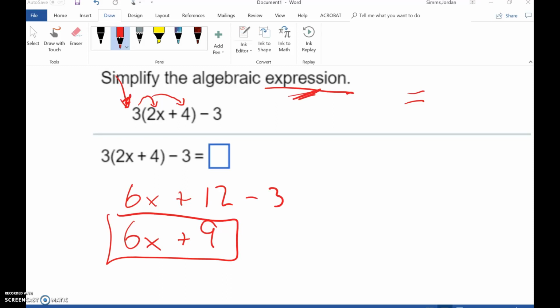So all we do is take it as far as we can and simplify. Simplifying an expression means that there are no brackets. Look down here. There are no brackets now, and there are no uncombined like terms. We took care of this 12 minus 3 right there.